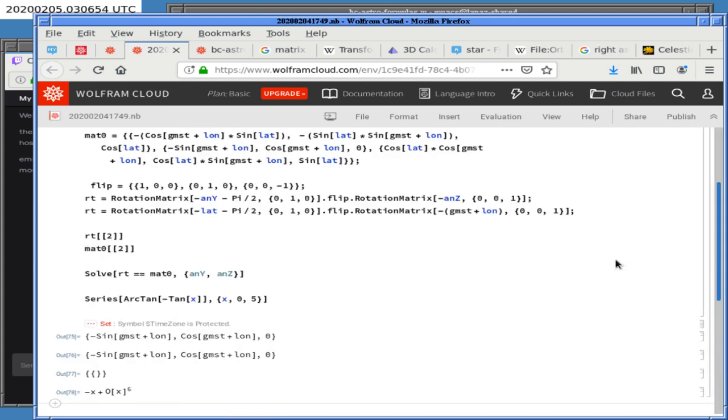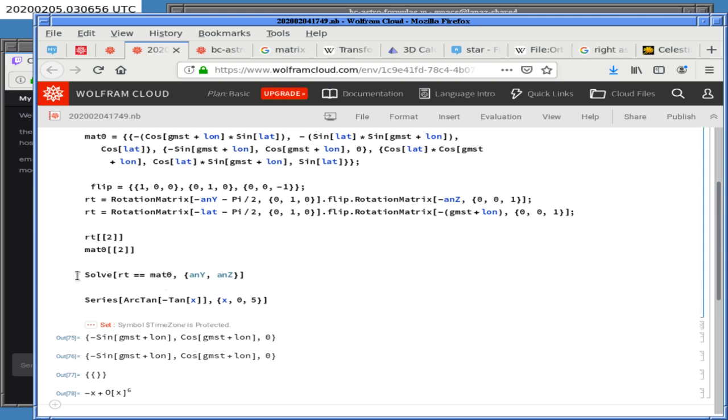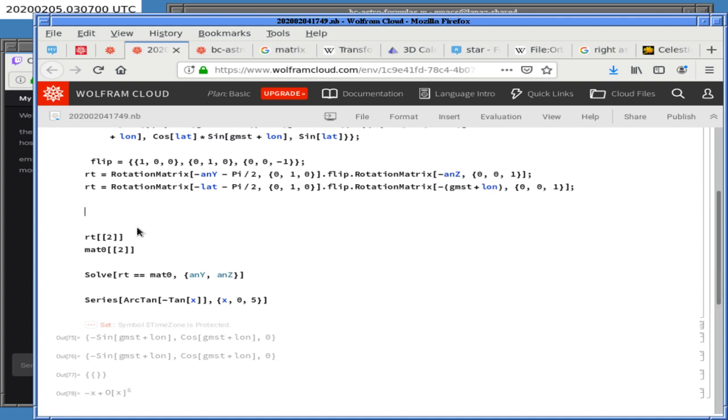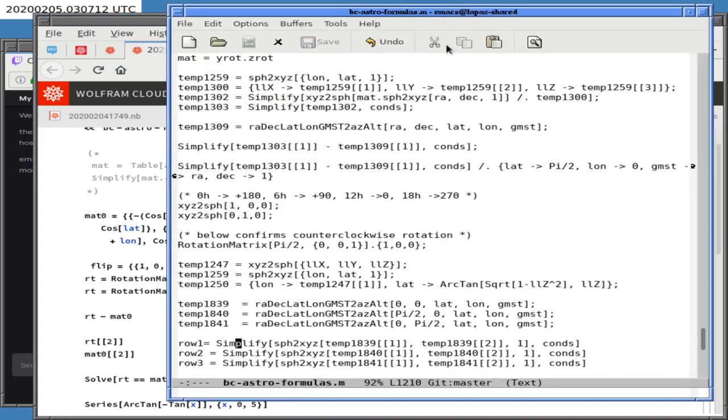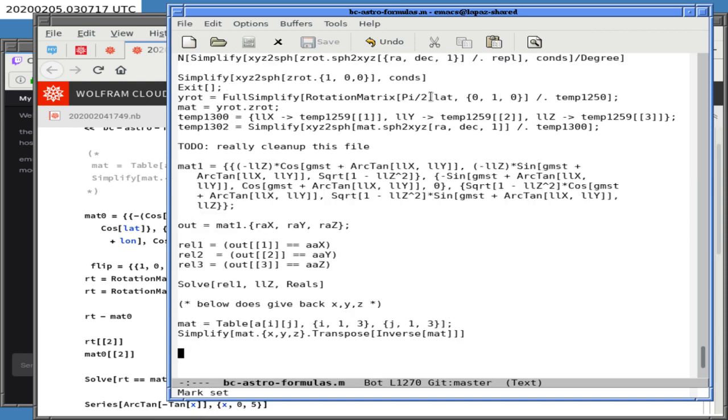And this doesn't make sense anymore. And now what we want to know is RT minus mat 0. Give us a bunch of zeros now, please. Hello! Booyah! Done. We still don't have latitude and longitude in rectangular form.